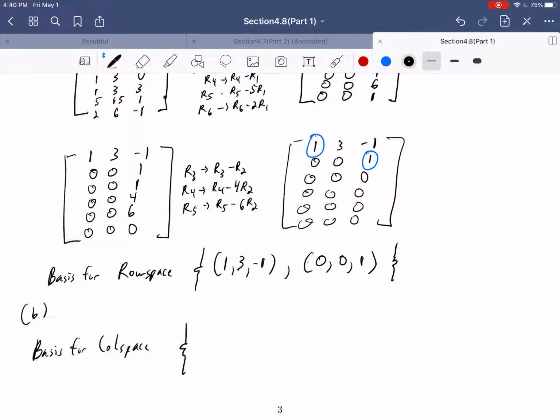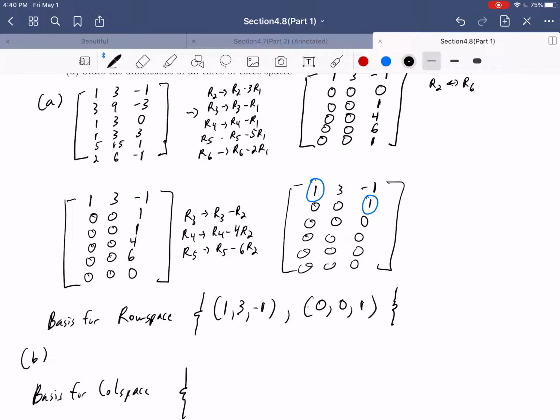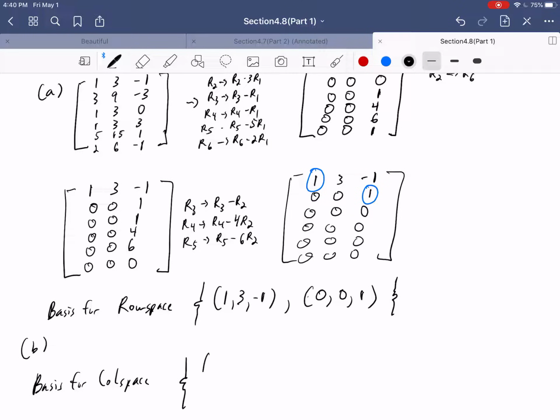Again, we don't use these guys because these have been modified according to row operations, not column operations, but they tell us which columns we want. We want that first one, which was 1, 3, 1, 1, 5, 2. And we want the third one, which was -1, -3, 0, 3, 1, -1.